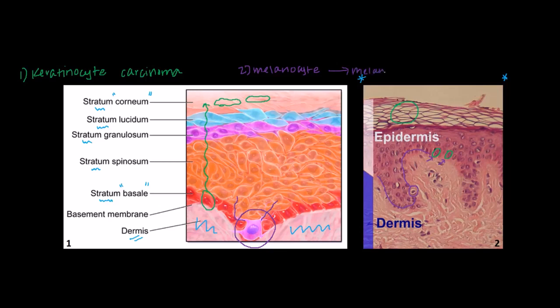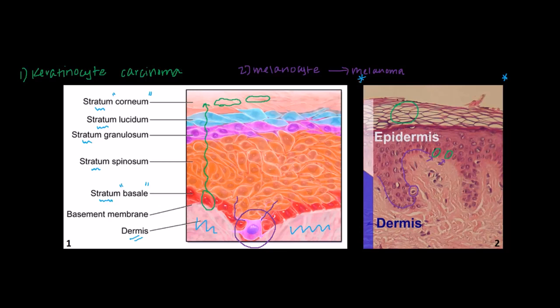And as an aside, you might be wondering why we don't call this simply melanocyte carcinoma. The reason is because carcinoma describes cancer of an epithelial cell. Melanocytes are actually not epithelial cells. They're derived from neural crest cells, hence why we call it by a slightly different nomenclature of melanoma. But all details aside, keratinocyte carcinomas and melanomas make up the most common types of skin cancer.